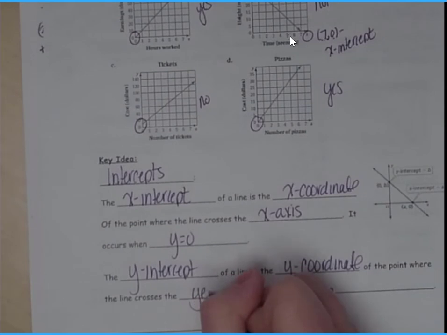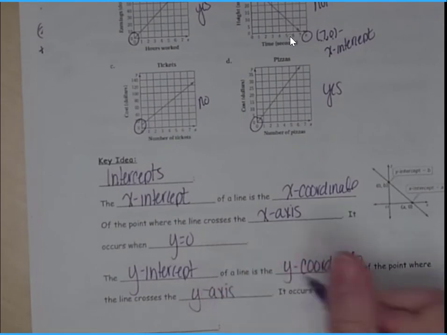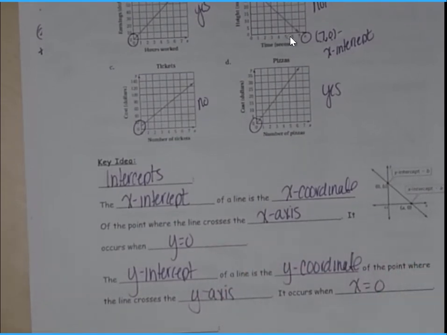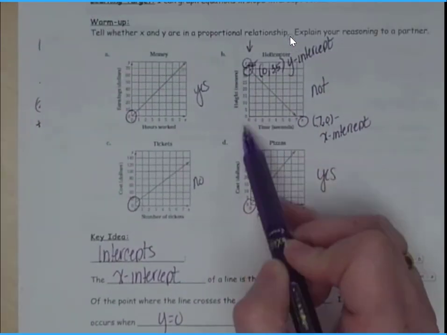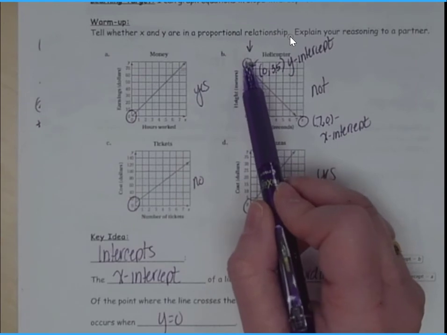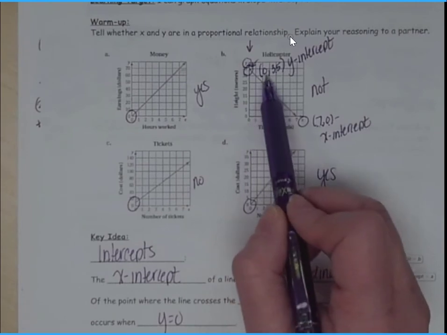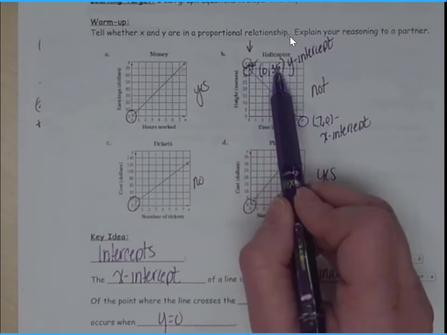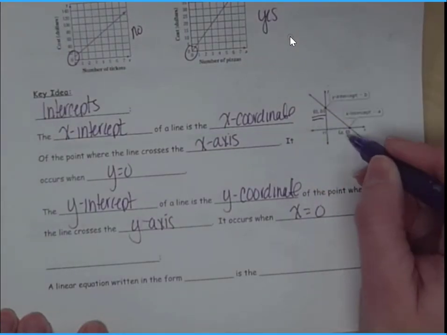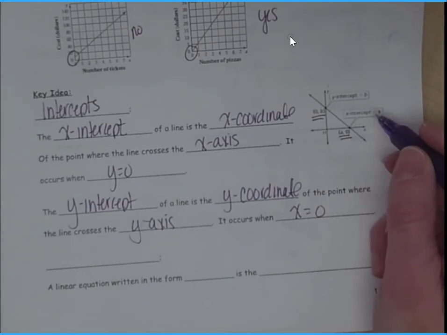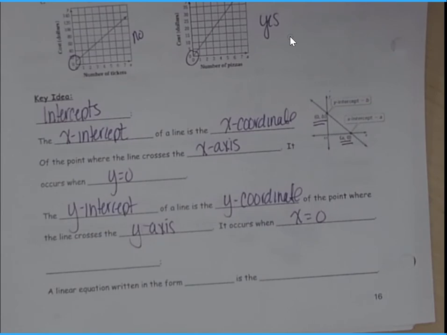So when it crosses the y-axis, it occurs when x equals 0. So here, my x is 0, which means I'm not going left or right. So x is 0, so I'm not going to go left or right, and I'm just going up to 35. So if I take a look, here's my y-intercept where it crosses the y-axis, and my x-intercept where it crosses the x-axis. So what does that look like?